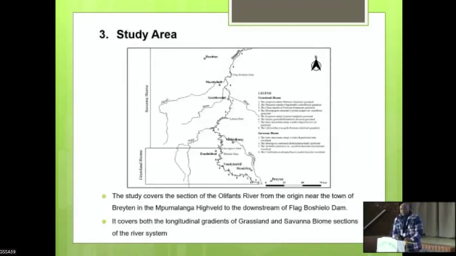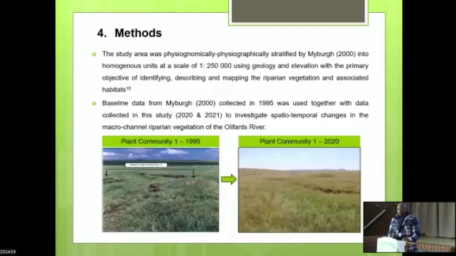So this is the area where the study took place, from Brighton, where the river originates, to just downstream of the Flag Boshielo Dam in Sekhukhuneland. As I mentioned, the study was stratified back in 1995 with the aim of identifying and describing the plant communities of the Olifants River. So baseline data from 1995 was used with data collected in 2020 and 2021 to really compare spatial temporal changes.